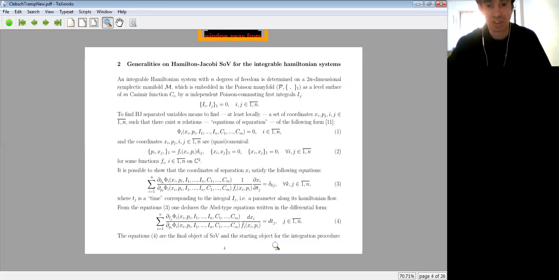Upon integrating this differential, we obtain some expression of t as a function of x, and the inversion of this formula, the so-called Abel-Jacobi inversion problem, will give us the solution of x in terms of times t. Here t_j are times corresponding to the integral I_j, that is, the parameter along its Hamiltonian flow. So in some sense, equation 4 is the final point for separation of variables and the starting point for the integration procedure.